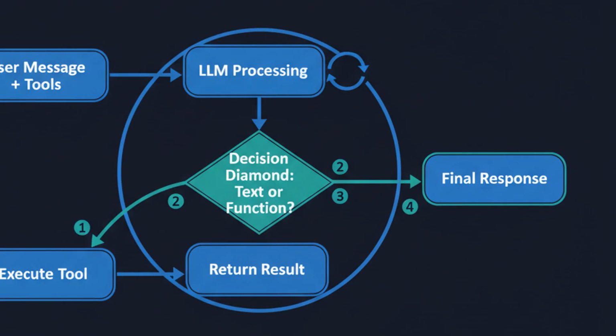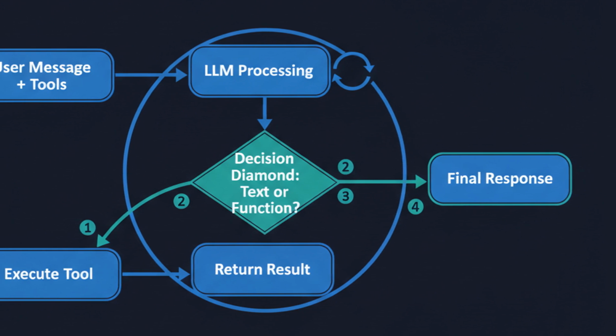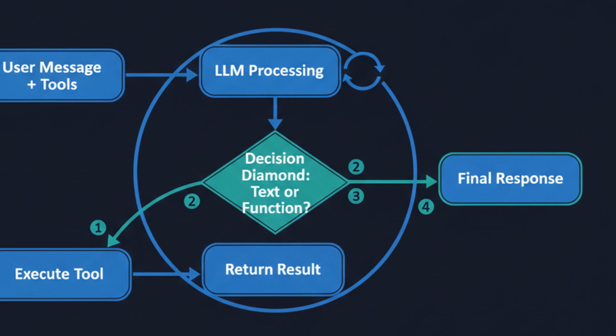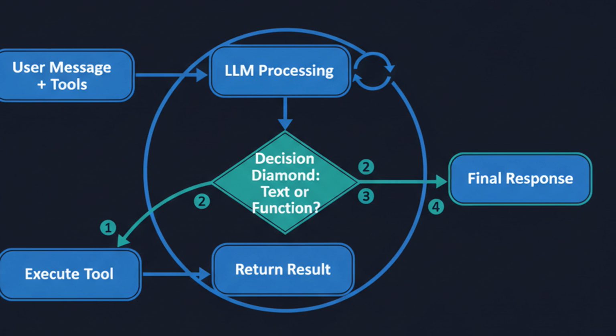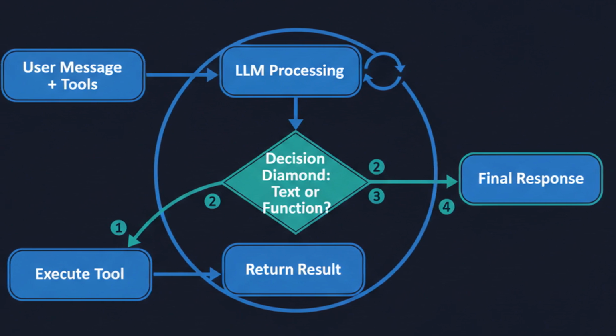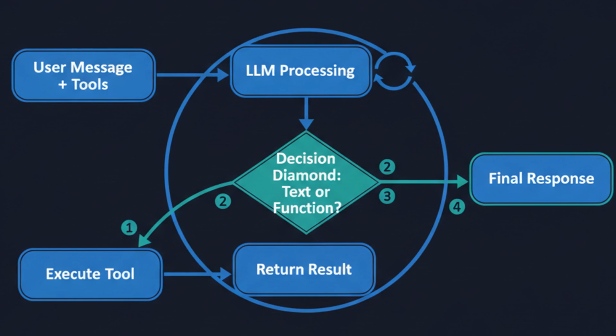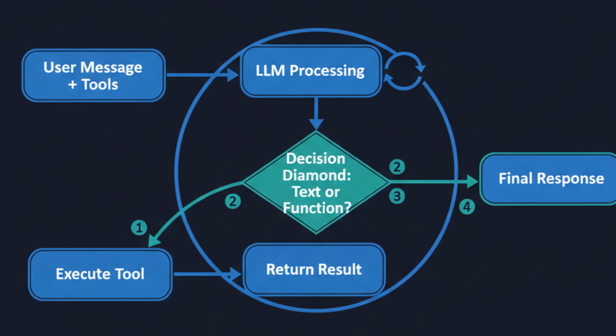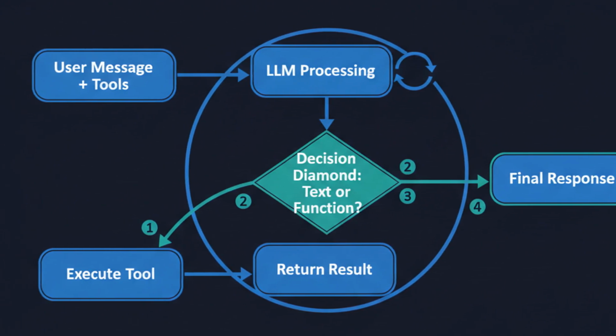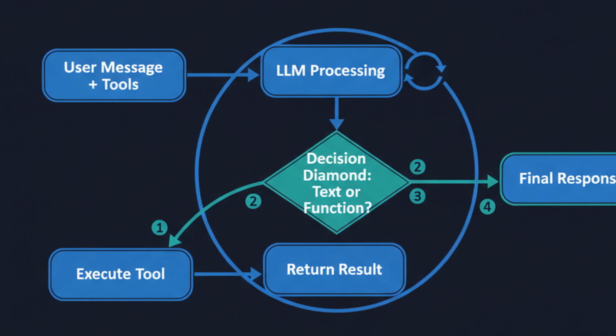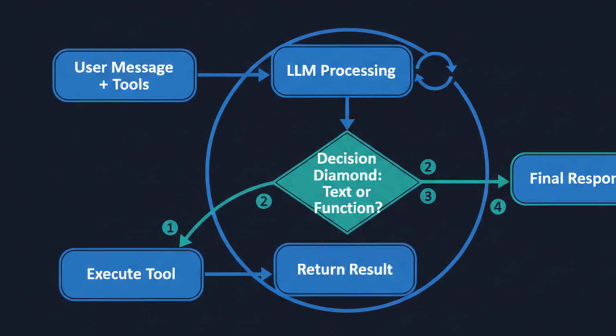The function calling workflow is a loop, not a single request. Step 1. You send a user message plus a list of available tools. Step 2. The model responds, either with a normal text reply or with a function call request. Step 3. If it's a function call, you execute it and send the result back. Step 4. The model incorporates that result and continues. This loop might repeat multiple times for complex queries. Let's see what this looks like in code.